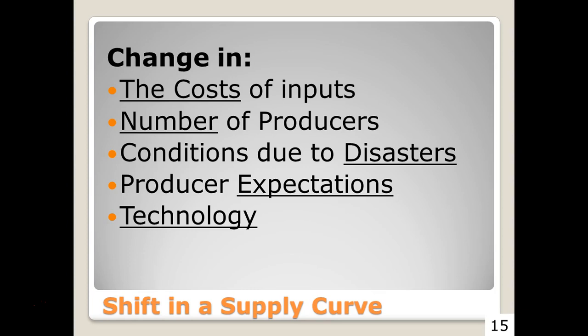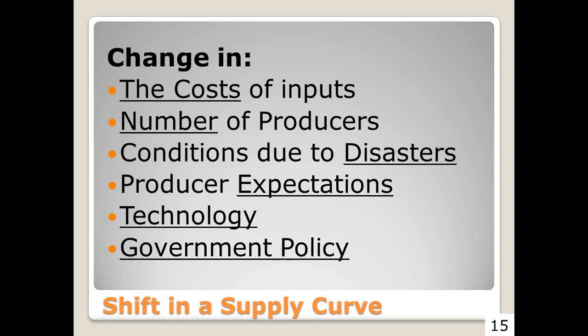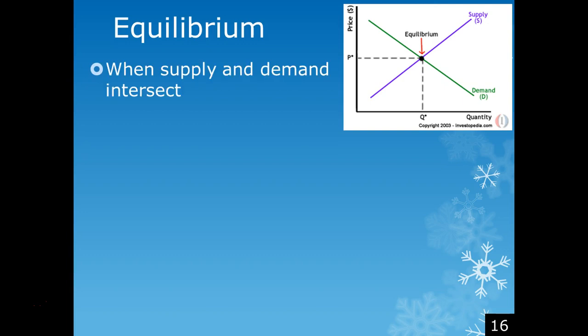Technology. If it gets easier and cheaper to produce something, they'll produce more of it at every price. Government policy. If government pays people to produce things, they'll supply more of it. And if government taxes or regulates more, they'll supply less of that at every price. Shifts to the left. Equilibrium price.